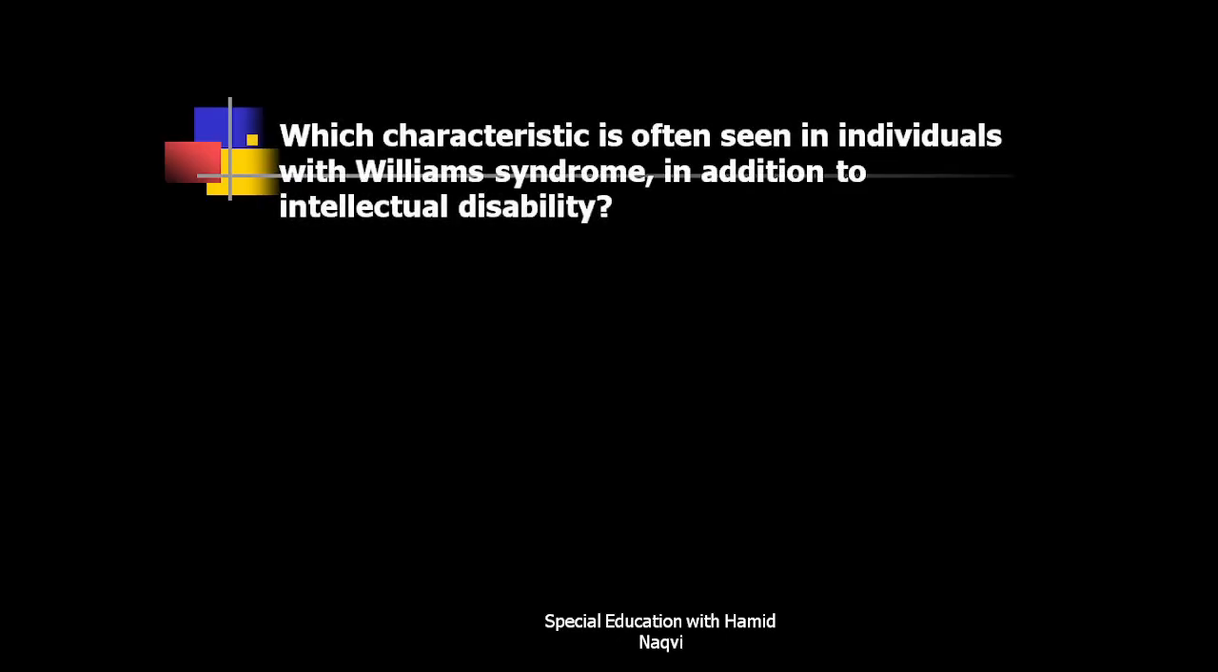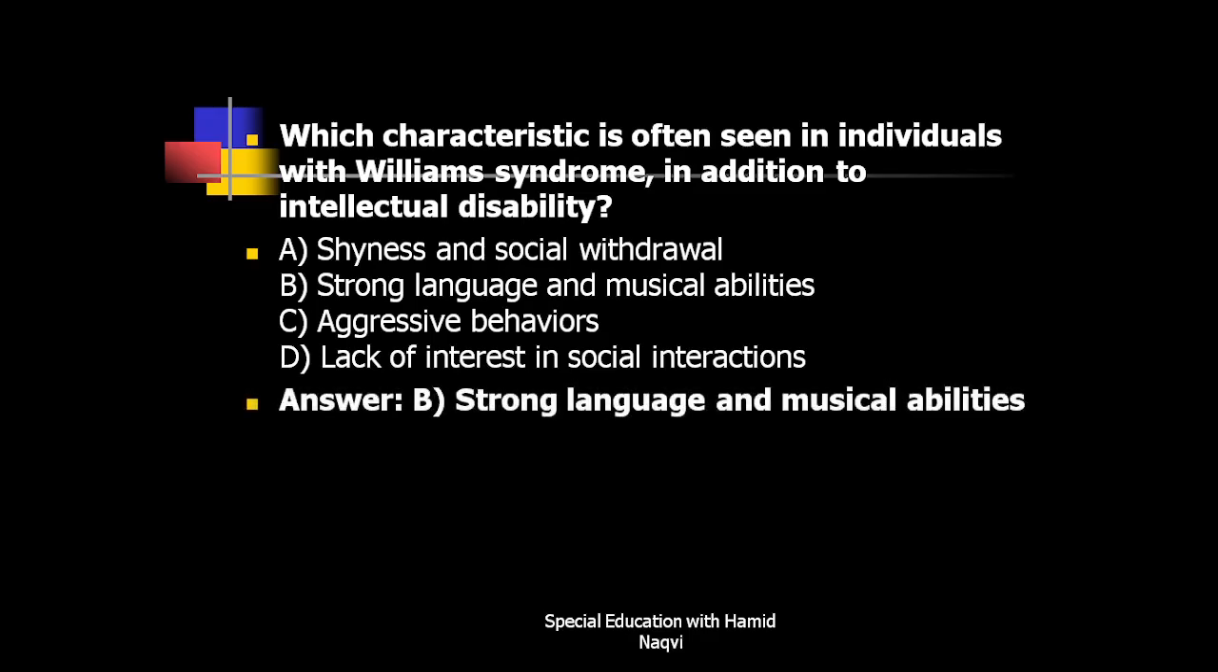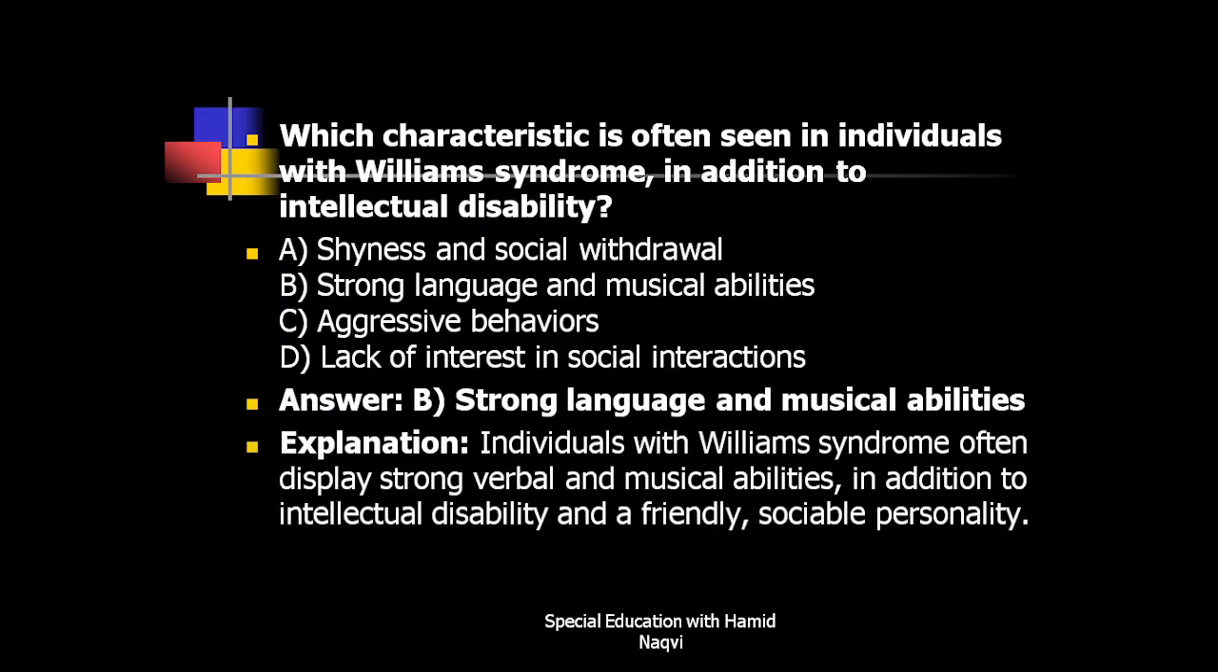Next is which characteristic is often seen in individuals with Williams syndrome in addition to intellectual disability. Shyness and social withdrawal, strong language and musical abilities, aggressive behavior, lack of interest in social interaction. The answer is strong language and musical abilities. Individuals with Williams syndrome often display strong verbal and musical abilities in addition to intellectual disability and a friendly, sociable personality.